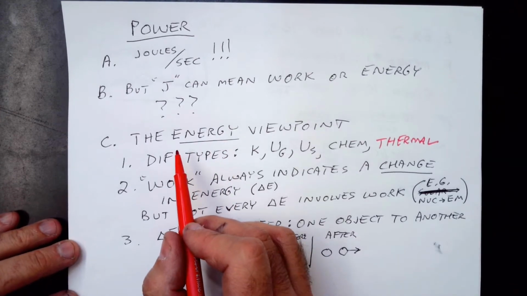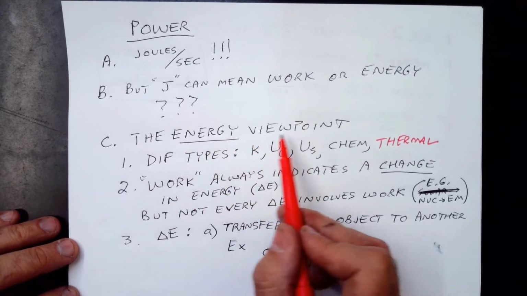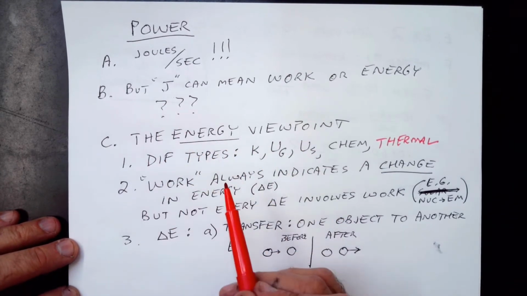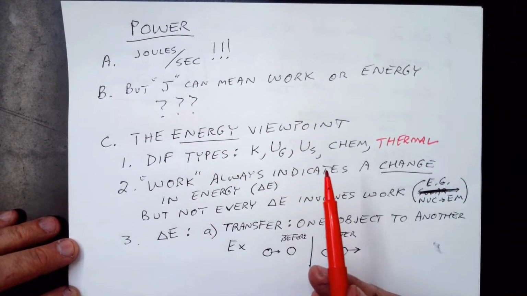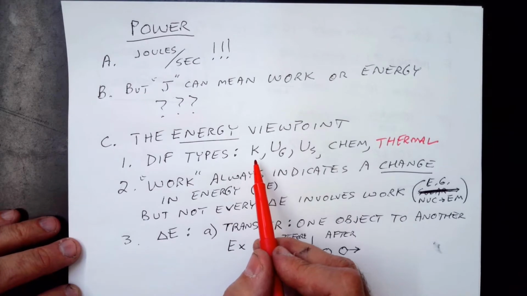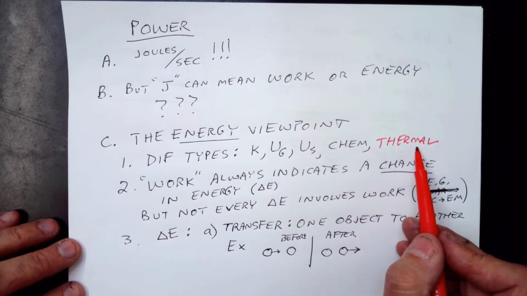To understand the answer to that question, we have to adopt what's called the energy viewpoint that was developed in the 1800s. Instead of starting with the idea of work, we start with the idea of energy. So we start with the idea that energy can take different forms or be in different types: kinetic, gravitational, spring or elastic energy, chemical energy, thermal energy.